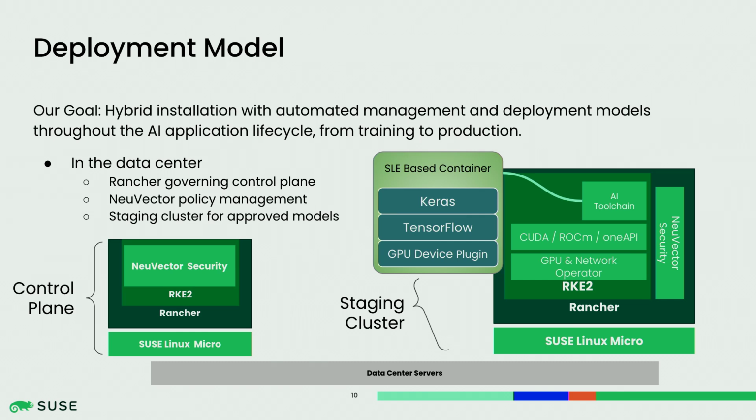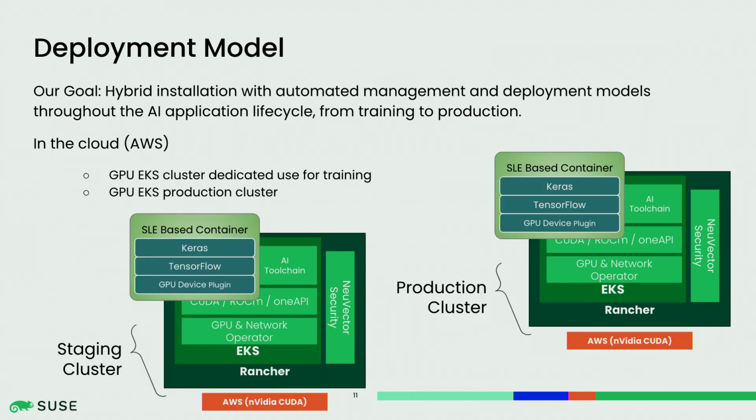The deployment model on-prem is I have a control plane that's Rancher, and that's just my control plane. It's not really part of the AI system. It's just what I'm running. And then I am creating a cluster that's for staging, that's got the components and the SLE-based TensorFlow container. And then I've got the two in AWS, and that's really what I'm deploying.